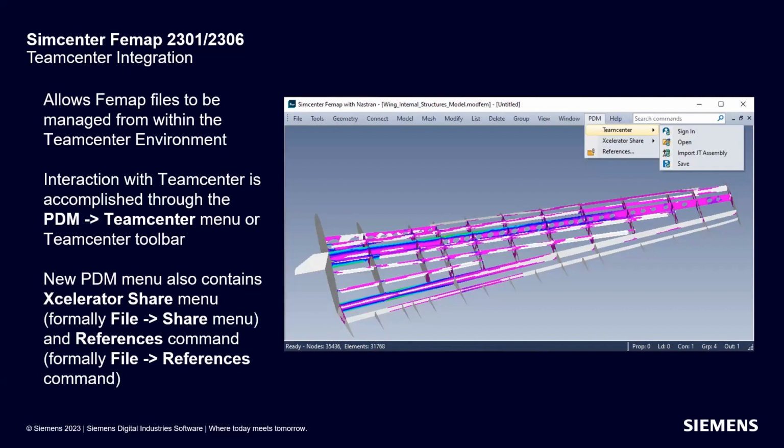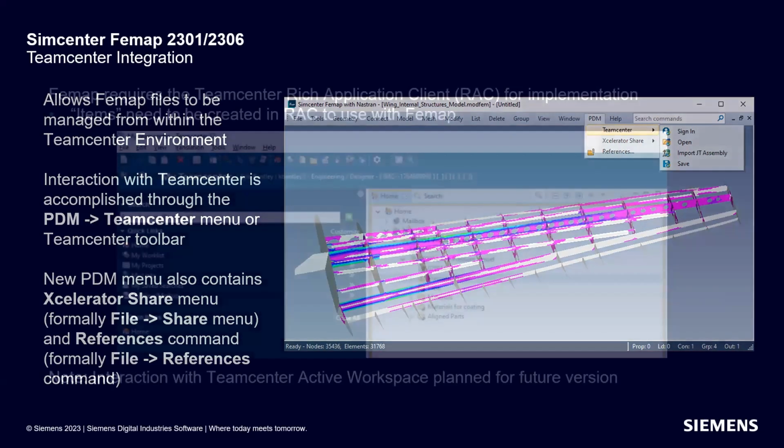So again, we just now have this PDM menu where we have PDM Teamcenter, and you can sign into Teamcenter, open files, import a shattered JT assembly, and save, and we'll go into that. And then this menu also took 2 pieces of technology that we used to have on the file menu. So we had a file share, which got you access to accelerator share, and then the file references command, which you could think of as really rudimentary PDM type of functionality that we had in Femap. Because they both fit under the PDM menu, we just moved them off the file menu and onto the PDM menu.